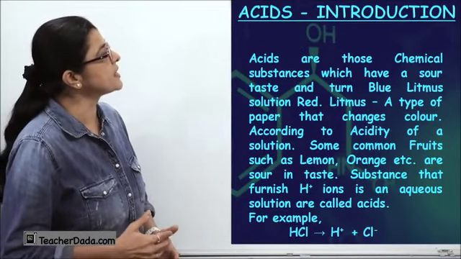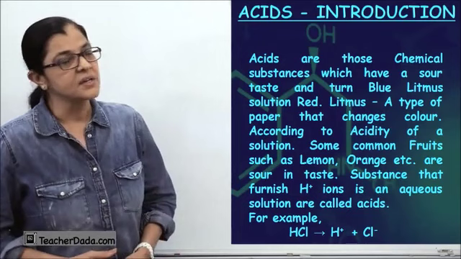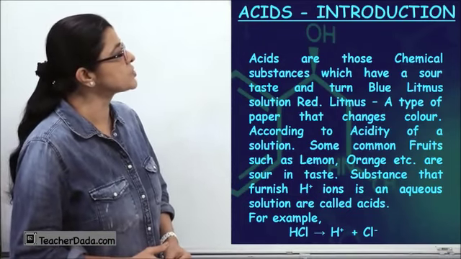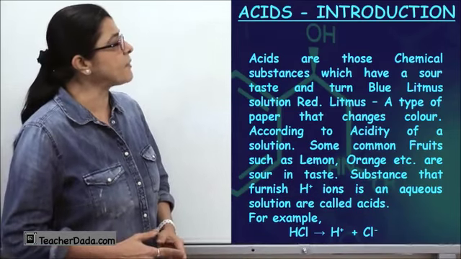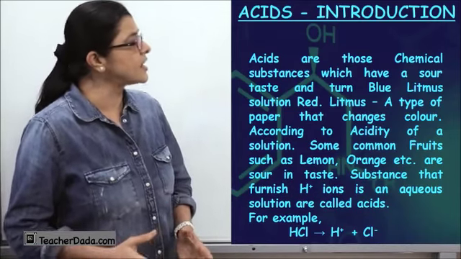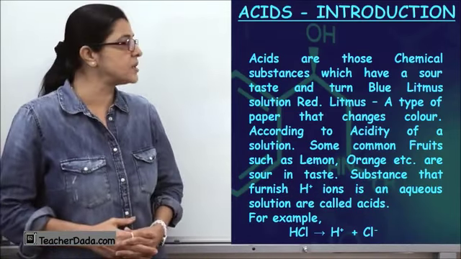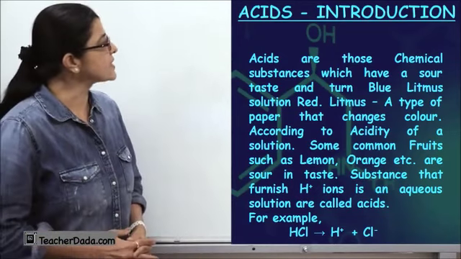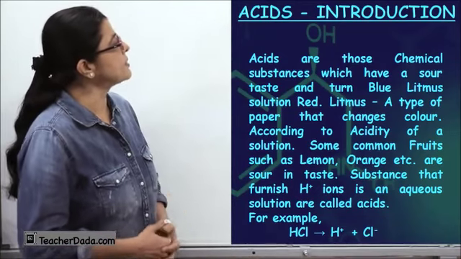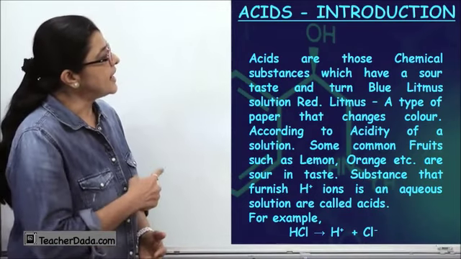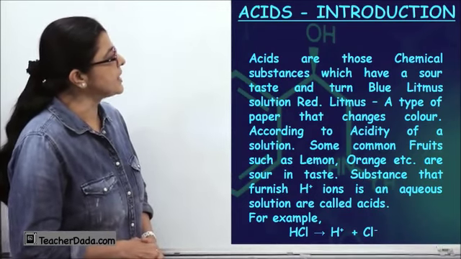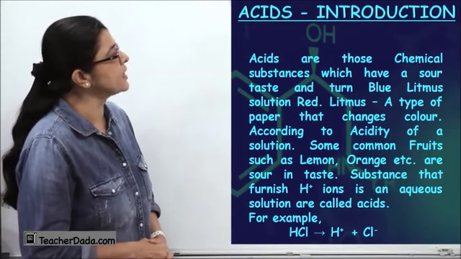Acids are those chemical substances which have a sour taste and turn blue litmus solution red. Now what is meant by litmus? A litmus is a type of paper that changes color according to the acidity of a solution. It's an indicator. For example, some common fruits such as lemon and orange are sour in taste. HCl, that is hydrochloric acid, gives hydrogen ions plus chlorine ions.